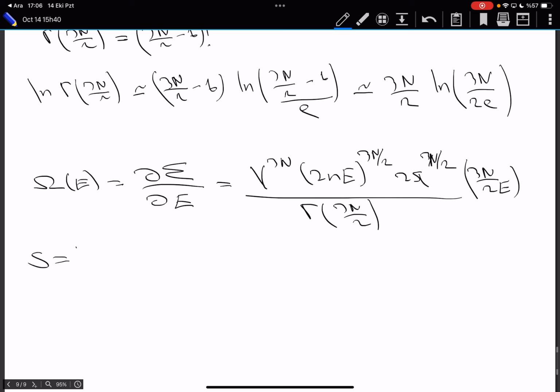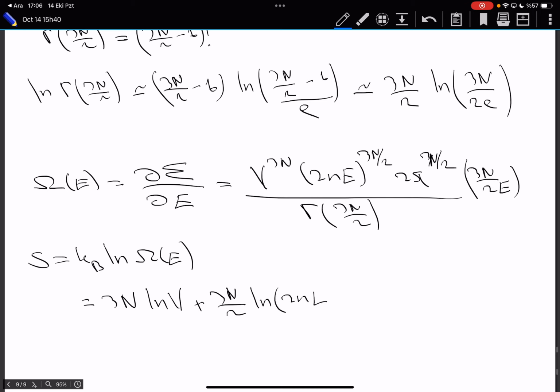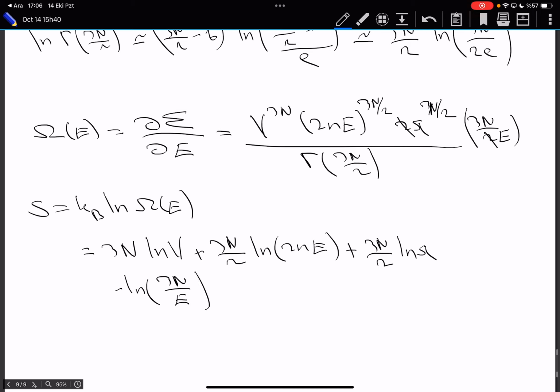Now the entropy, kB logarithm of omega of E, which is, well, 3n times logarithm of V plus 3n over 2 logarithm of 2mE plus 3n over 2 times logarithm of pi, these twos also cancel, plus logarithm of 3n over 2E minus 3n over 2 logarithm of 3n over 2e. This is the gamma function in the denominator.